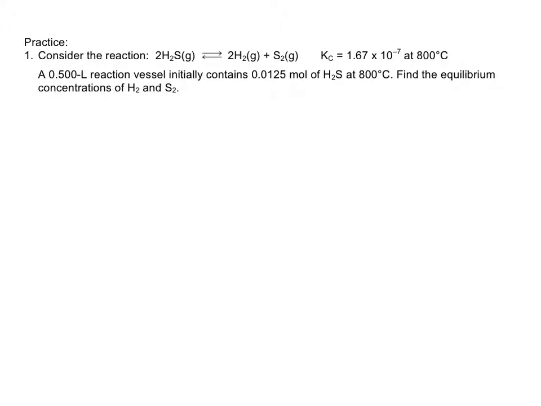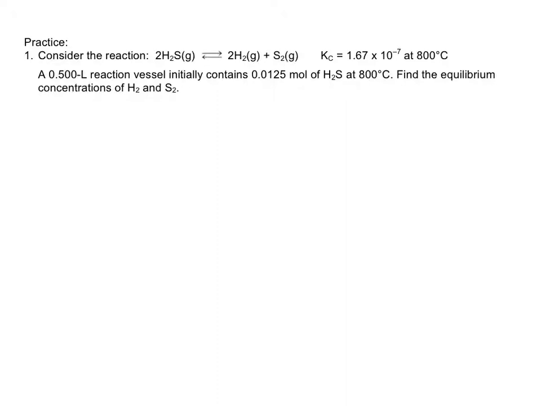Our second example here is: consider the reaction 2H2S goes to 2H2 plus S2 gas. The Kc for this reaction is 1.67 times 10 to the minus 7th at 800 degrees Celsius. You can already see that the Kc for this is very, very small, much, much less than 1, which means we're going to have almost all reactants when we're done with this equation.